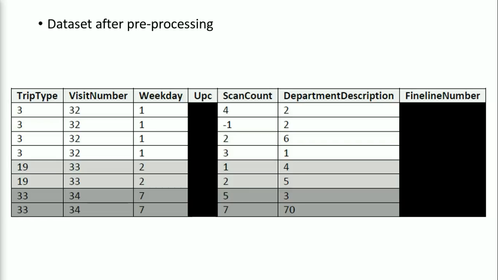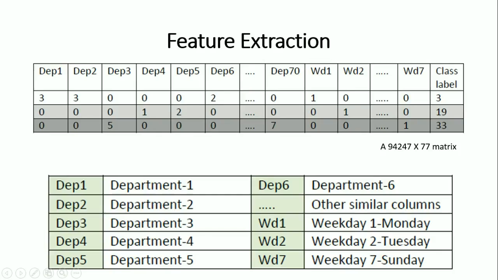Hence, this table transforms into a table which is a matrix of 94247 cross 77. Here we have 70 columns of departments, 7 columns of weekday, and a class label column.